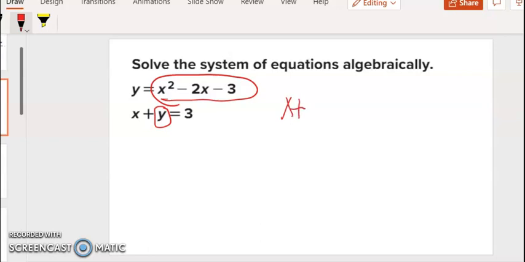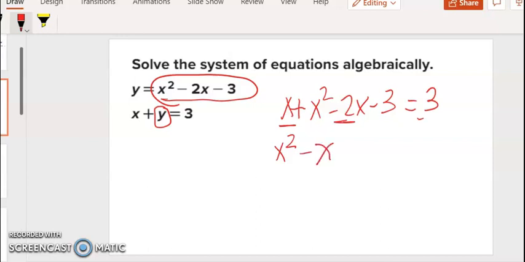And that would look like this: x plus x squared minus 2x minus 3 equals 3. Now when we get it like this, we have a quadratic. We want to put everything on one side, and we're going to put it in order. So my x squared goes first, and then I do have two x terms. And I'm going to move over this 3, and I'm going to get a minus 6. So algebraically, this is what we have.